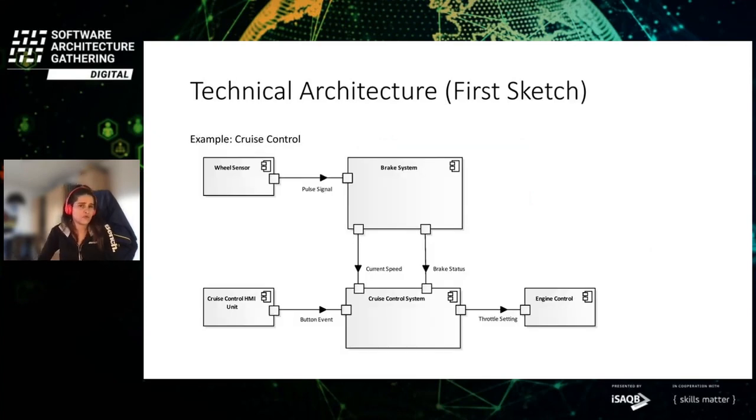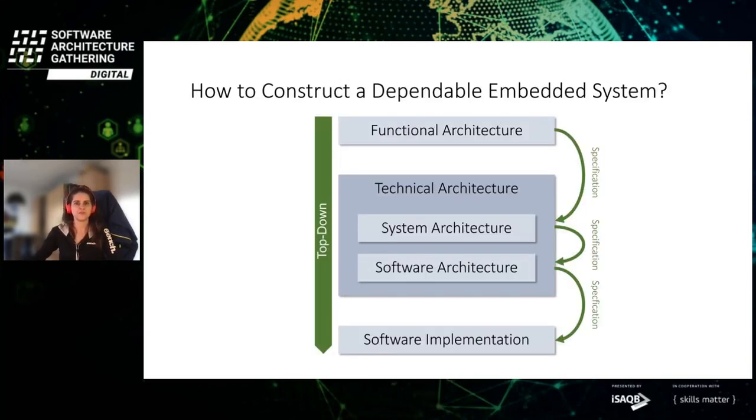Here's an example for technical architecture, a first sketch of this. So it could be for cruise control, a technical decision that we use a wheel sensor of a specific type from a company, and that we implement an embedded system for realizing the algorithm, for instance. And of course, these technical architectures have to be refined one after the other to get closer to the actual implementation and to the physical architecture.